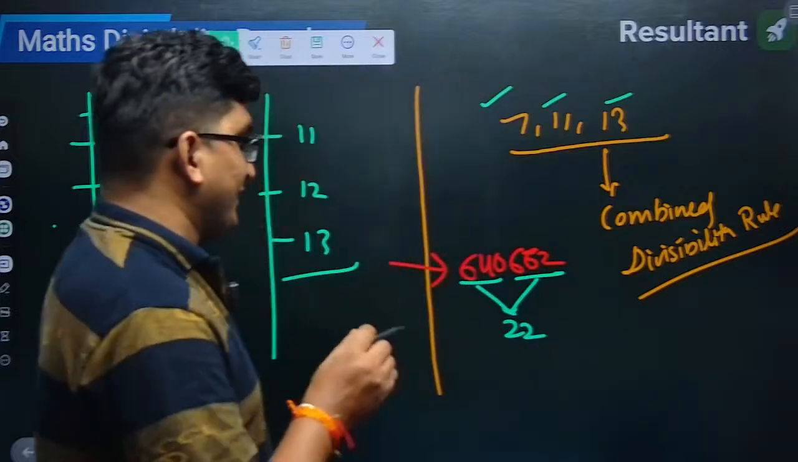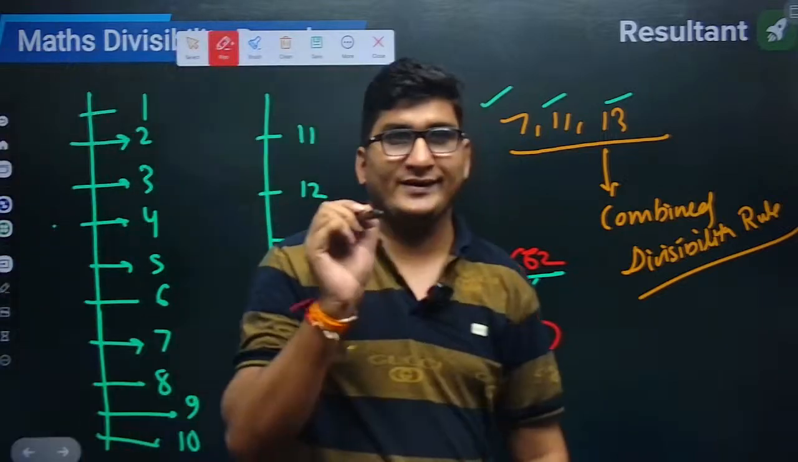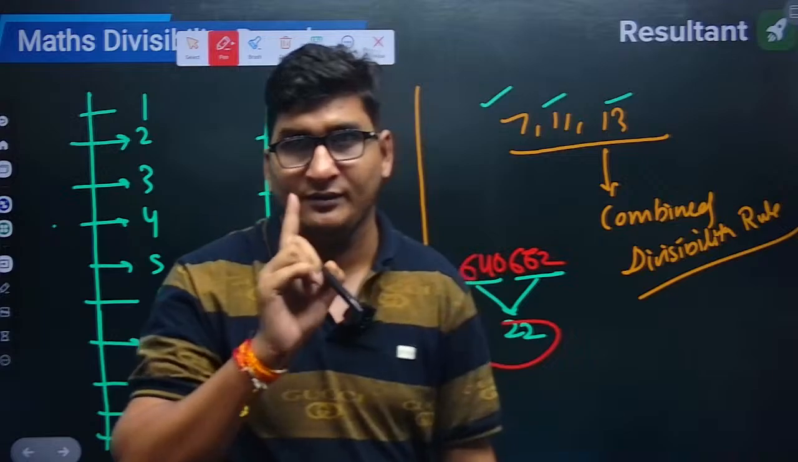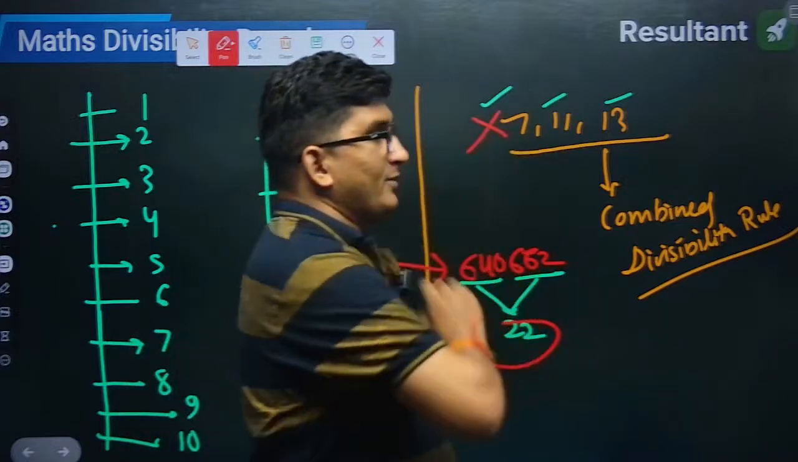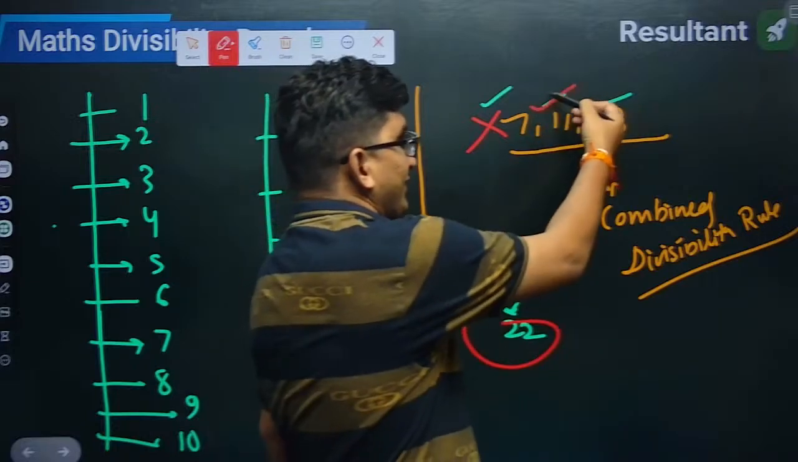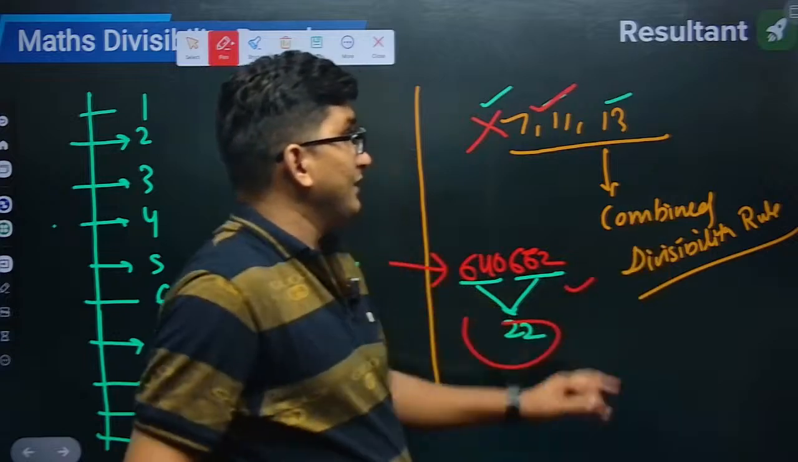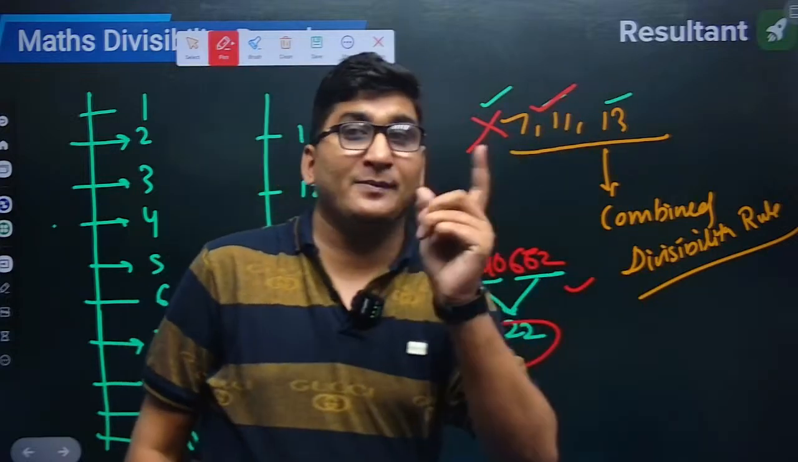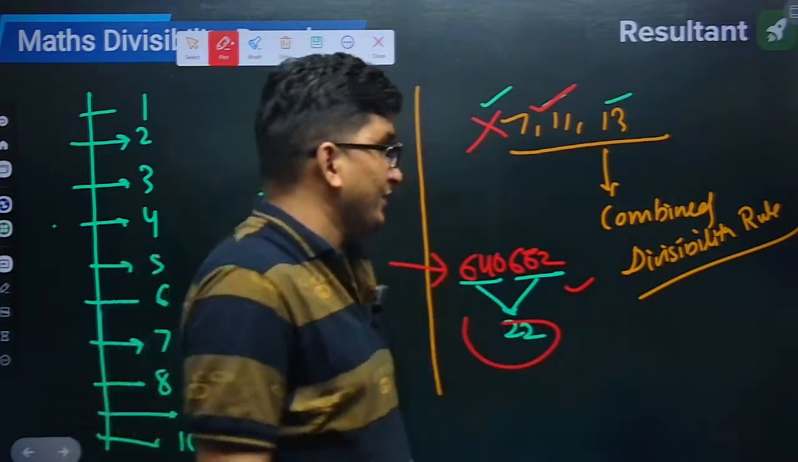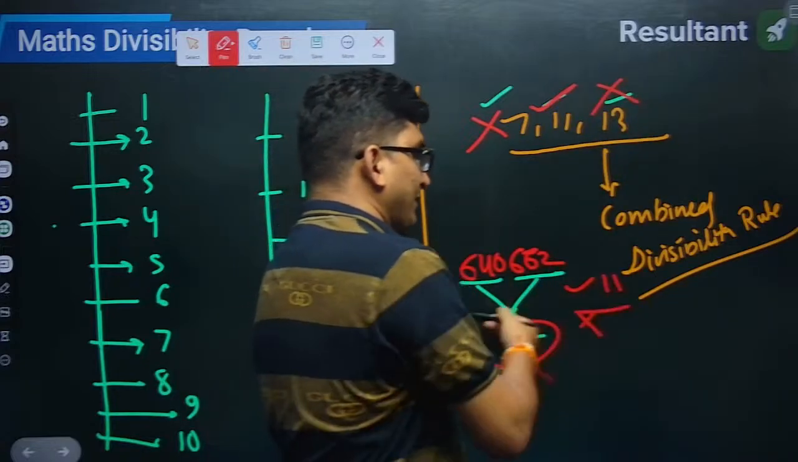So now we will check here. 22 cannot be divided by 7, so this number will not be divisible by 7. 22 is divisible by 11, definitely, so the number is divisible by 11. And 22 is not completely divisible by 13, so this number is not divisible by 13. So it is only divisible by 11.